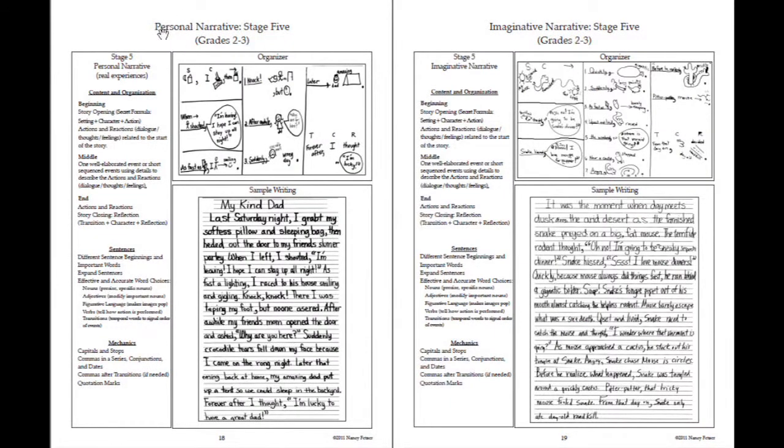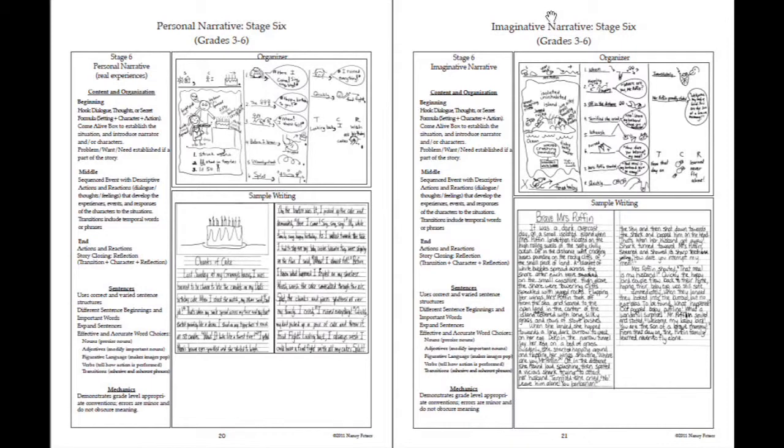Notice on this page, and this is very important for you to see, that we have the personal narrative writing at stage 5 and imaginative narrative at stage 5. So depending on the type of narrative, you'll need to go to one or the other page for stage 5, grades 2 and 3 for your assessment purposes. Stage 6, grades 3rd through 6th grade, you will also have for stage 6, personal narrative and then imaginative narrative sections. So you have to decide what type of narrative the children write. If it was personal narrative, you'll look at this page for the organizer, descriptors, and sample writing. For imaginative narrative, you'll look at the stage 6 descriptors, organizer, sample writing.